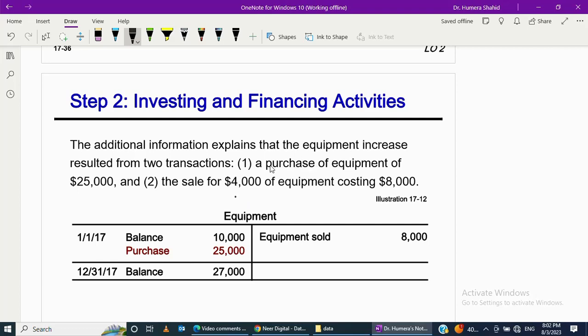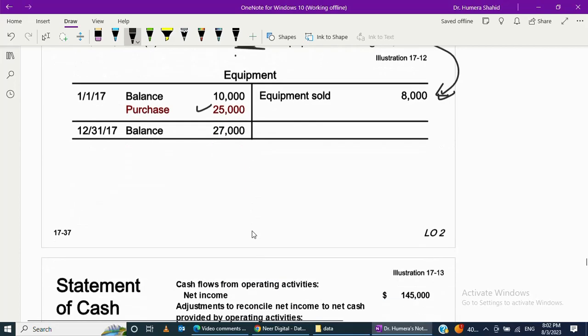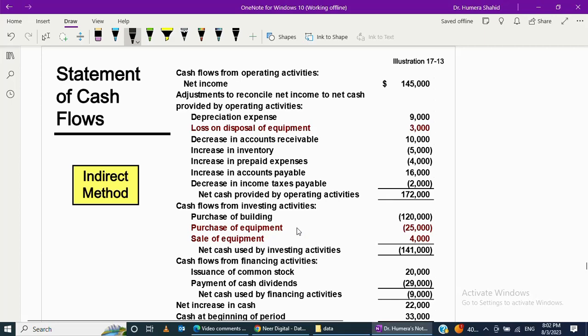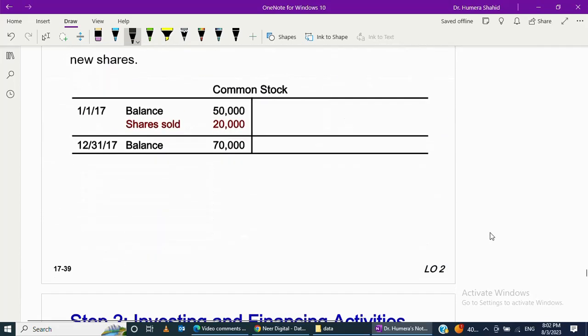So two transactions are happening. Purchase of equipment is happening, at the same time the sale of equipment. This was the value of equipment and you sold it for 4,000. So the net value you are going to put in your investing activity section. So two transactions will come for the equipment. Firstly, purchase of equipment 25,000, it's an outflow, but you also sold the equipment, so inflow 4,000.